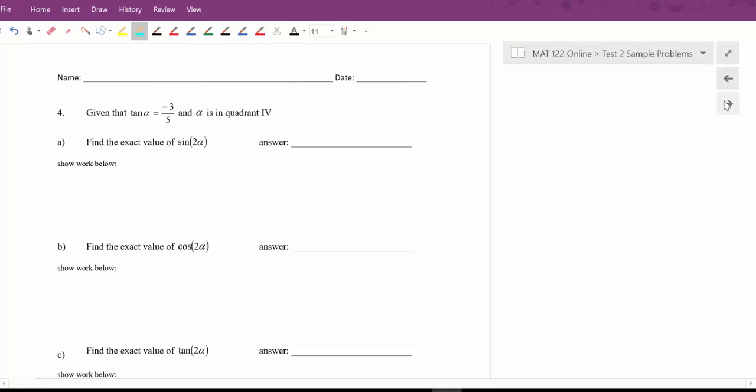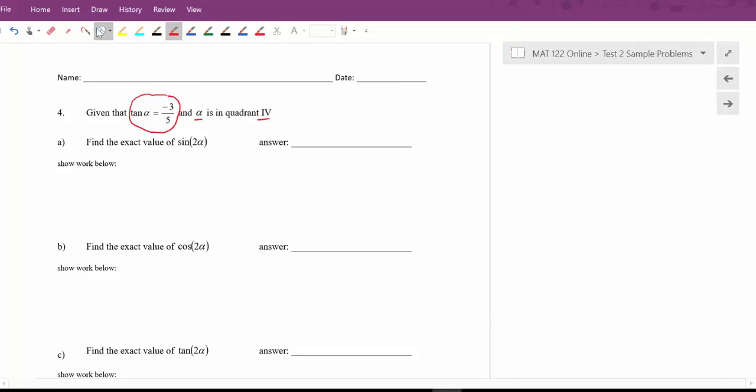these problems all go together when you're doing this. So what I've done on this particular problem is I've given you, first of all, the tangent of alpha is given as -3/5, and that angle alpha is in quadrant 4. So one thing I'm going to do on this is we're going to find the sine of 2 alpha, cosine 2 alpha, and tangent of 2 alpha using this identity.